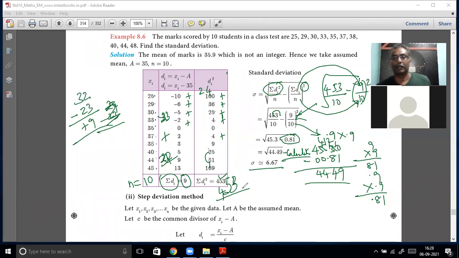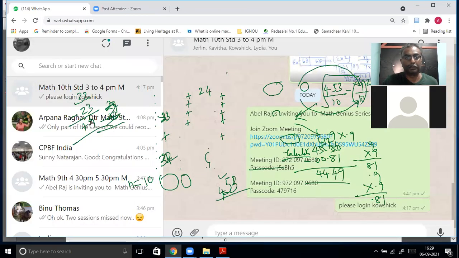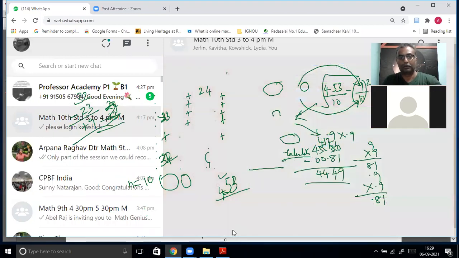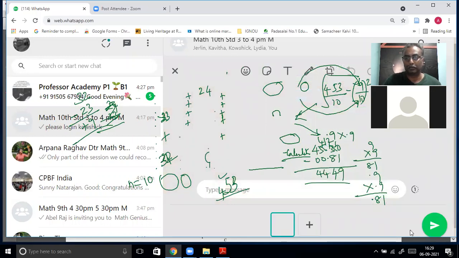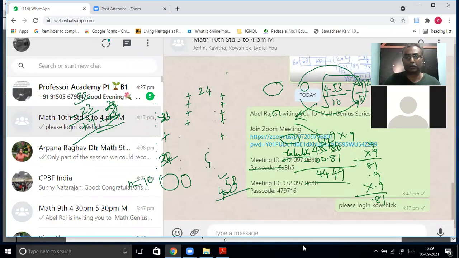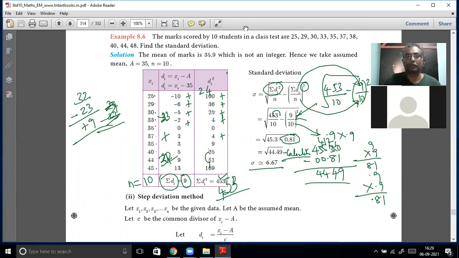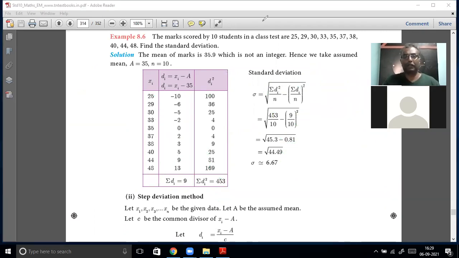Okay. Assumed mean method. Now what I'll do, I'll post this print screen in your WhatsApp. All right. Okay, very simple, straightforward.